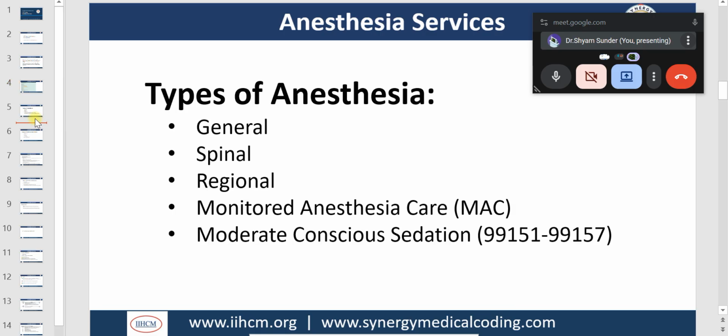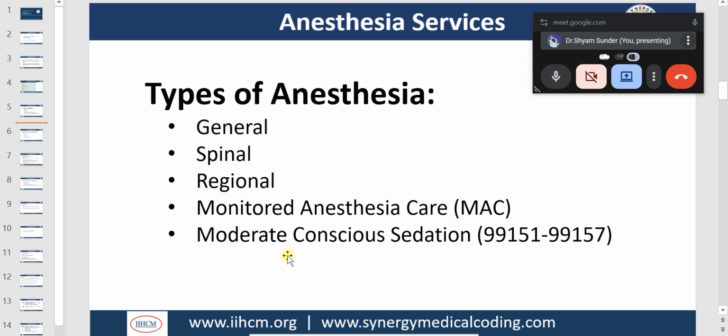All right. So before we proceed to the codes, let's see what are the types of anesthesia. So general anesthesia, spinal anesthesia, regional anesthesia, MAC, monitored anesthesia care, and there is moderate conscious sedation. These are the different types of anesthesia service. It will be clearly written by the anesthesiologist what type of anesthesia is given. There is local anesthesia also, but I did not include it here.